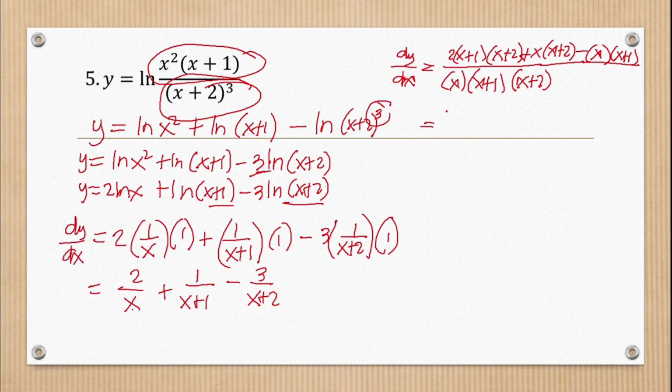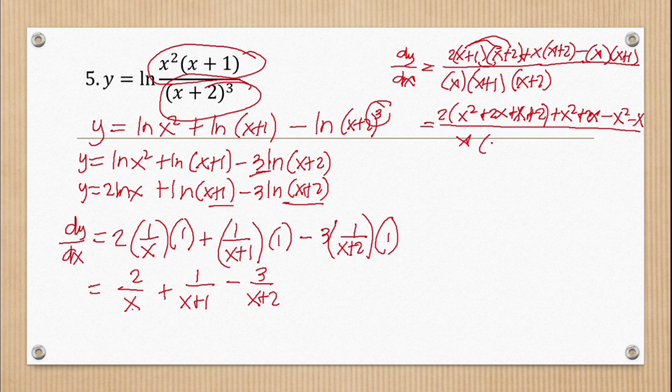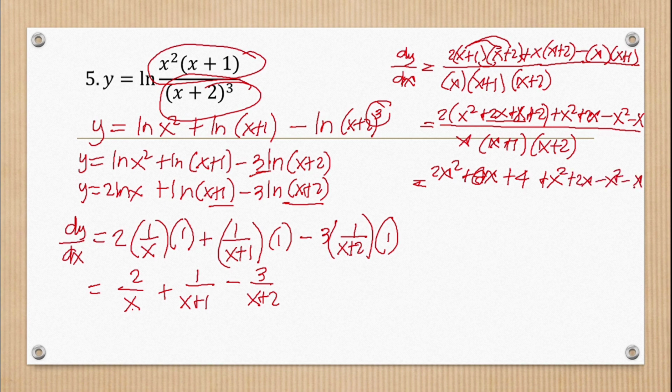So simplify this part. So 2 times x squared plus 2x plus 1, plus 2, plus x, rather plus x, plus 2, plus x squared plus 2x minus x squared minus x, all over x times x plus 1 and x plus 2. So we have to simplify 2x squared plus 4x. Rather, this is 2x plus x, that is 6x. 3, 2 plus 4 plus x squared plus 2x minus x squared minus x over x times x plus 1, x plus 2.